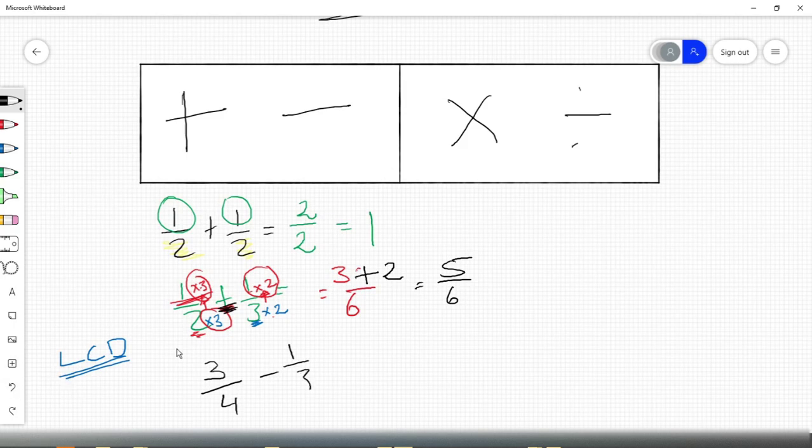First step: are the denominators the same? The answer is no. You got it right. So we need to find the common denominator, and what we do is multiply the 4 with the 3 and the 3 with the 4. That's how you do it. And so the common denominator is 12.